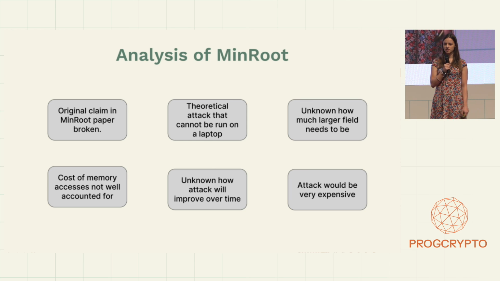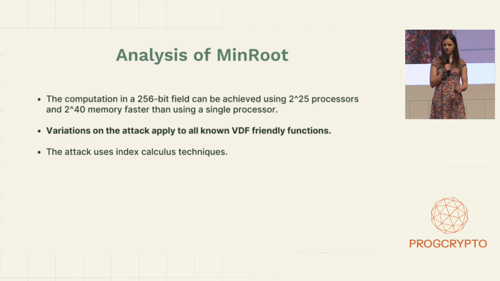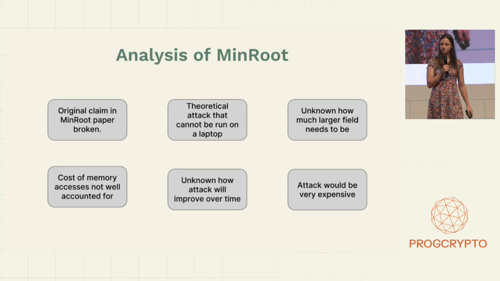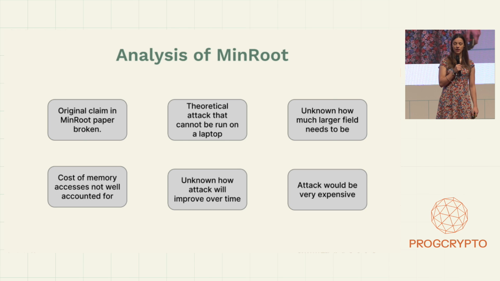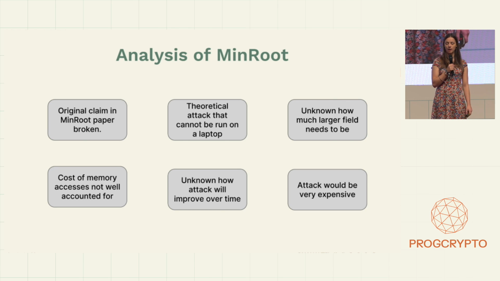Some comments on this. The original claim in the MinRoot paper is broken. We did say that for this sequential function, using a single processor, you shouldn't be able to do things significantly slower than using lots and lots of parallelization. This is a theoretical attack, meaning that it cannot be run on a laptop. The cost of the memory accesses at the moment is not that well accounted for, so it's fairly hard for us to give you a precise amount of time that the attack would take.